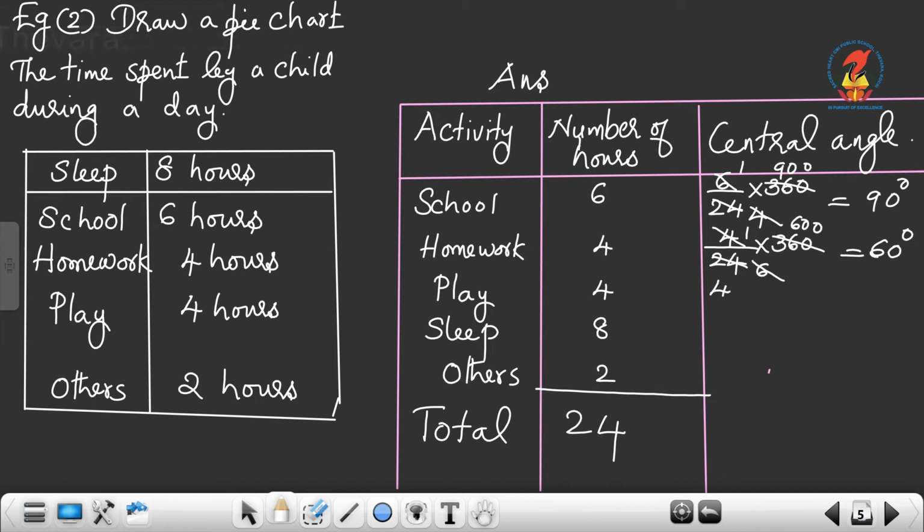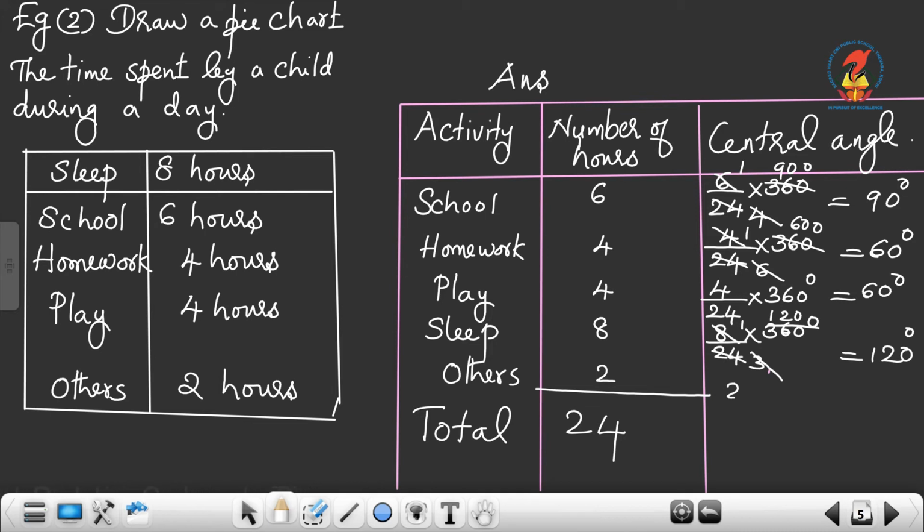Then again 4 by 24 into 360 degrees. So it is also 60 degrees. Then next one is 8 by 24 into 360 degrees. Then 8 and 24 you can cancel with the 8, one time, then 3 times. Then 3 and 360 we can cancel, 120. So the corresponding central angle is 120 degrees.